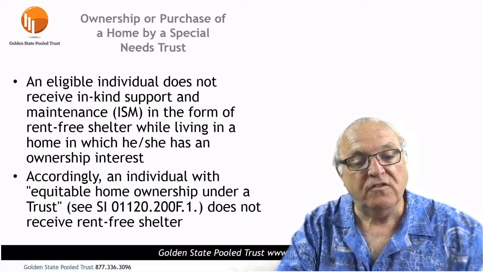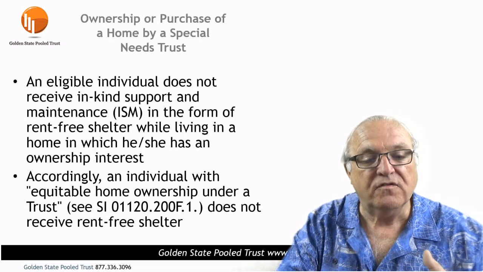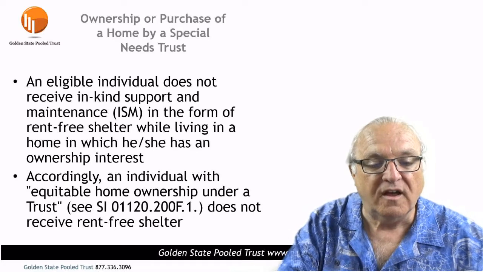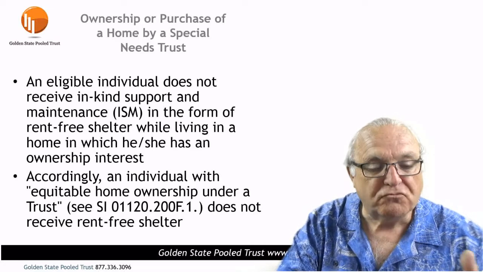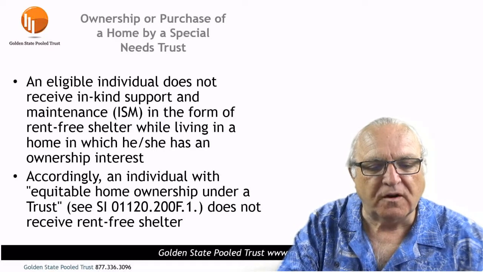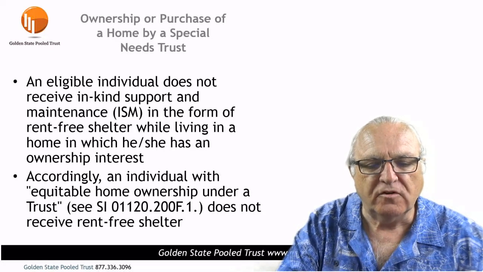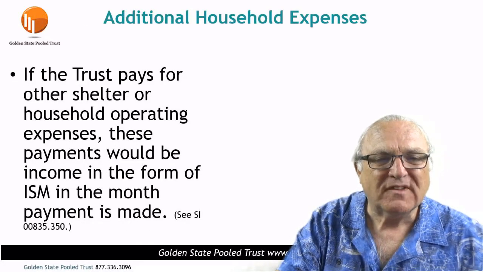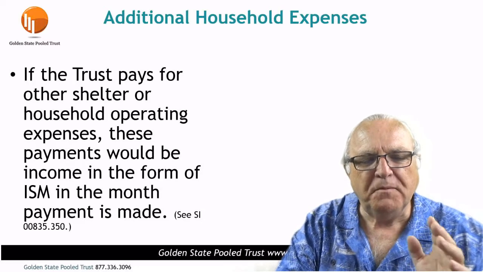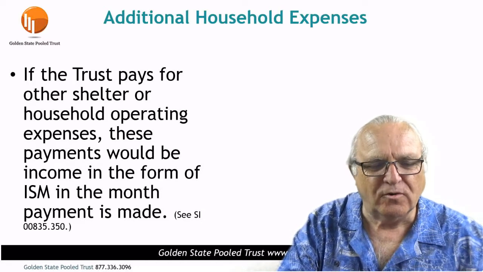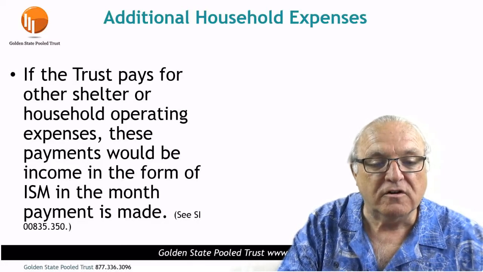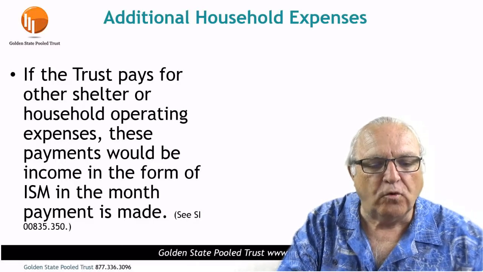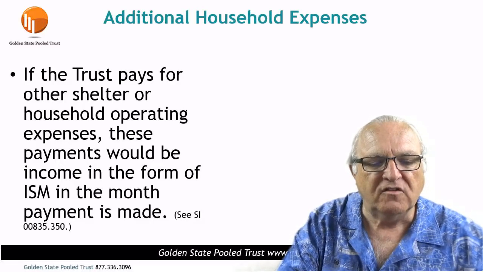So the eligible individual here does not receive in-kind support and maintenance in the form of rent-free shelter while living in a home where he or she has an ownership interest. So far, so good. Accordingly, an individual with equitable home ownership under the trust does not receive rent-free shelter. So that's pretty simple. The problem with this is maybe Mia actually likes electricity, water, and that sort of thing. So if the trust pays for other shelter or household operating expenses, these payments would be income in the form of ISM in the month the payment is made.